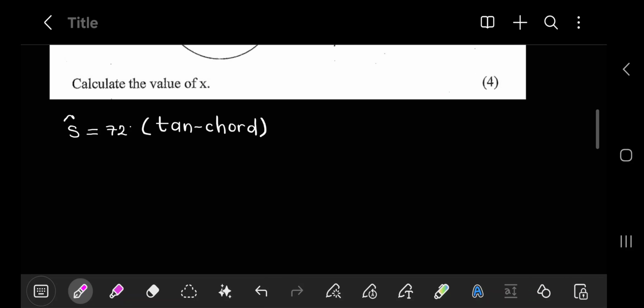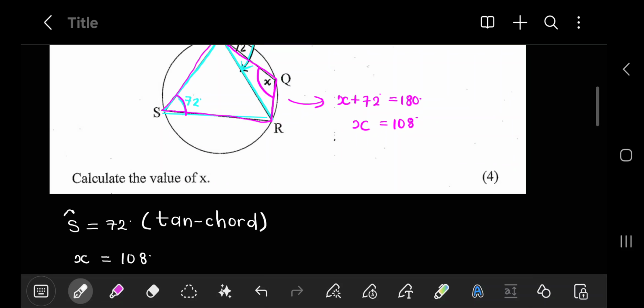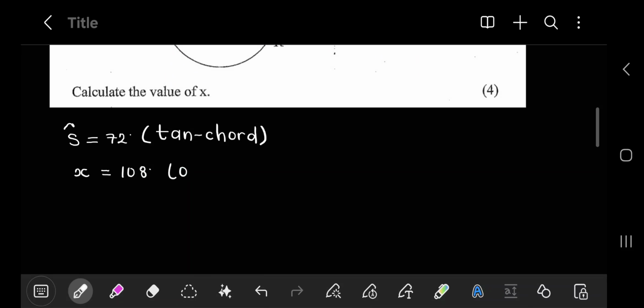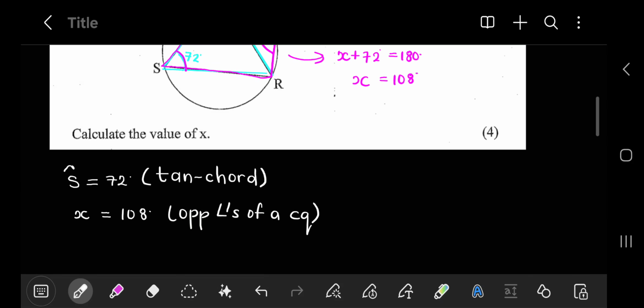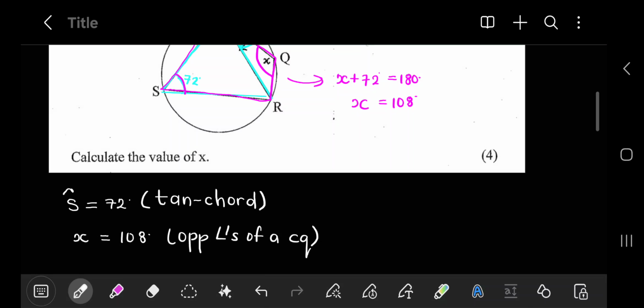So we're now going to say X is 108 degrees, and your reason is the theorem that you used to get that answer. So what did we use to get 108? We used opposite angles of a cyclic quad. And we know that opposite angles of a cyclic quad are supplementary. So that is it. We have successfully solved for X, and the reason why it's 4 marks is because there was 1 mark for each angle and 1 for each reason.